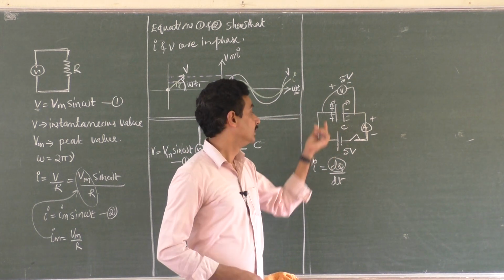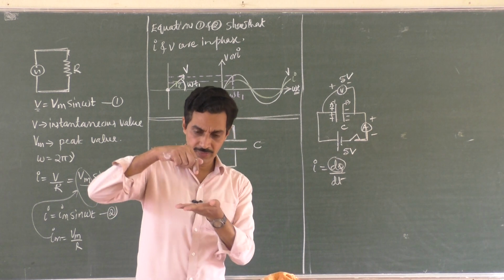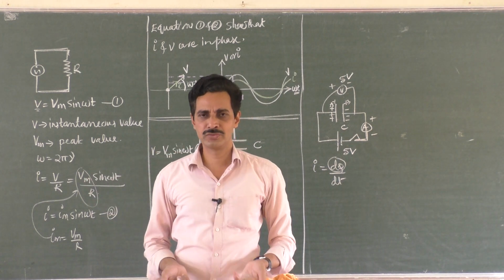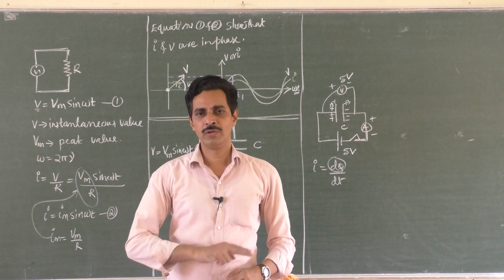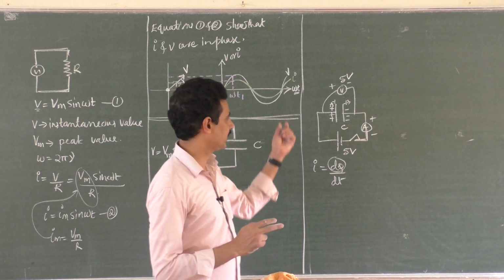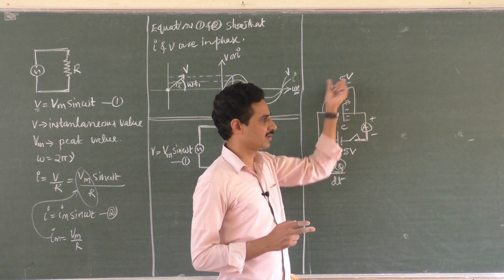Now that means this voltmeter, as soon as you switch on, was showing 0 reading. As you switch it on, the voltmeter shows more and more reading, because more and more electrons will accumulate, and the potential difference will increase. That is shown by the voltmeter.